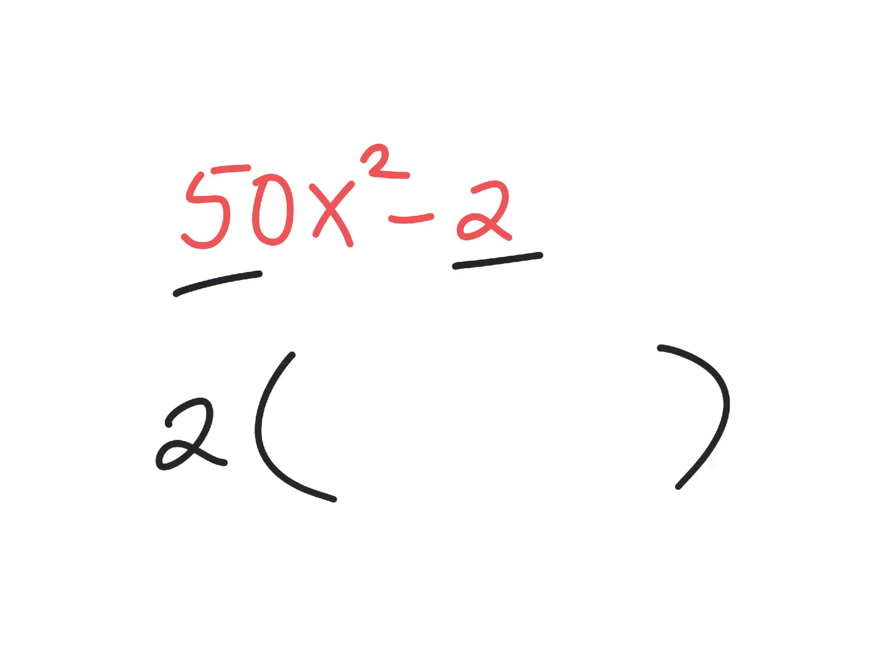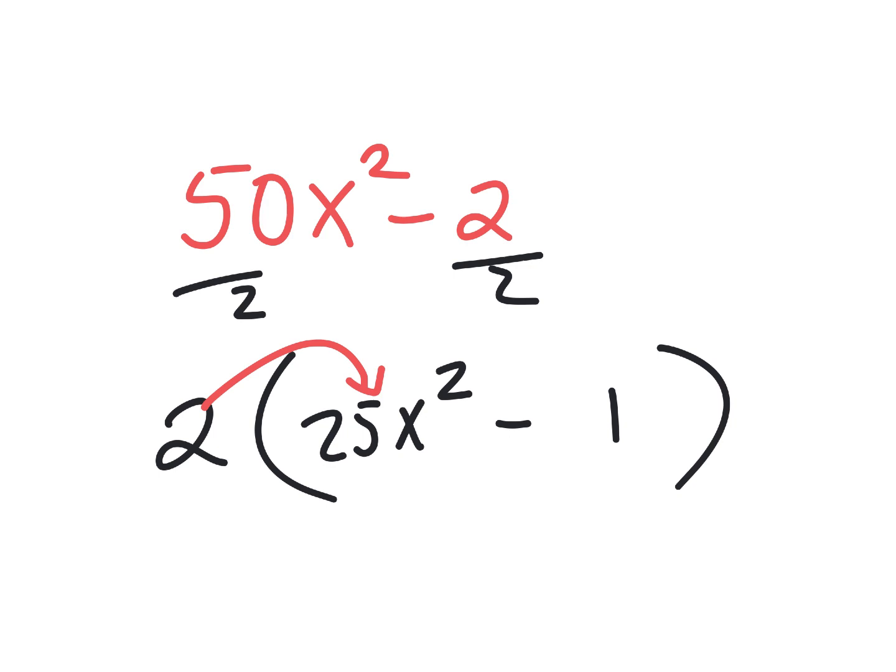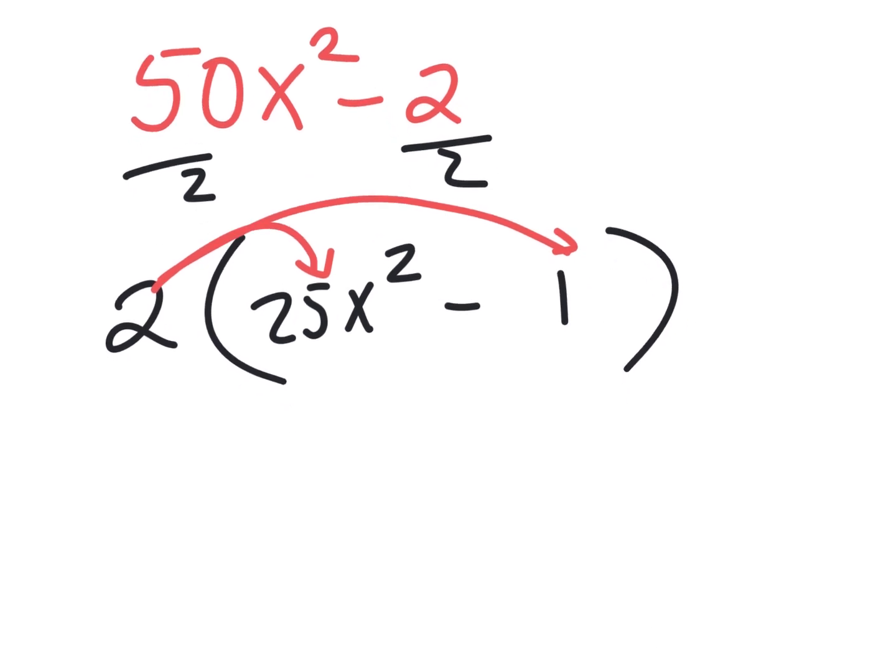So I get minus 1. Good. Can I just stop right there, or should I go further? Go further. And should this just be a 1? Yes, this should just be a 1. You know how I know for sure? Because you can just multiply this back out and go 2 times that makes 50x squared, 2 times that makes negative 2. So I know I did that right.